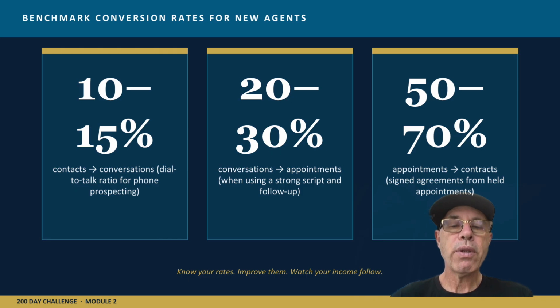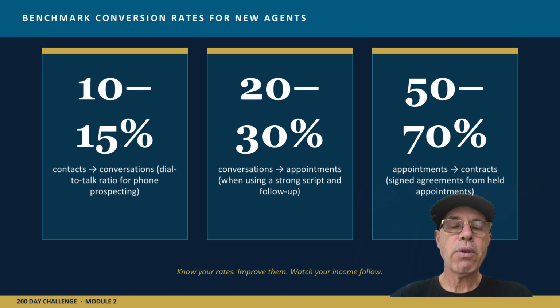20 to 30%: your conversations to appointments rate. With a strong script and consistent follow-up, about 1 in 4 to 5 conversations should produce an appointment. If you're below 15%, focus on your script and your follow-up.